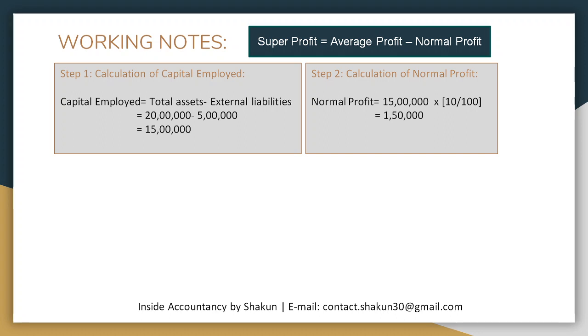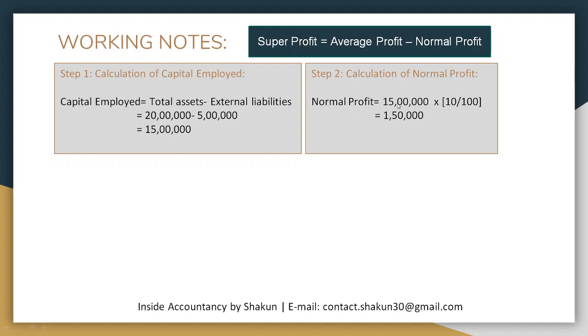So, calculation of capital employed. Why do we need to calculate capital employed? Because through this capital employed only we can calculate the normal profit. Now in the question it was given that the total assets were 20 lakh and external liabilities were 5 lakh. So total assets minus the external liabilities, the asset approach. Through the asset approach we are able to calculate the capital employed of 15 lakh.